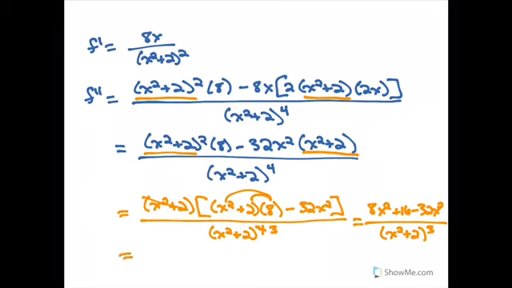All right, so if I combine like terms, 8x squared minus 32x squared is negative 24x squared plus 16 over (x squared plus 2) cubed. All right, so that's my second derivative. So we're looking for our possible points of inflection. That's why we find it.